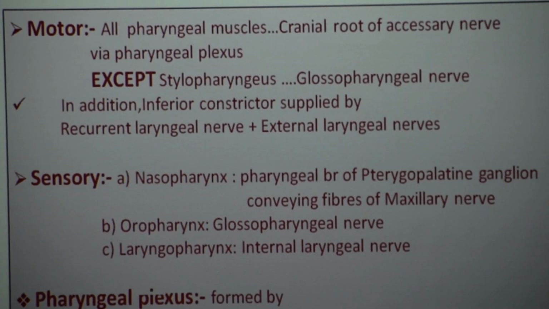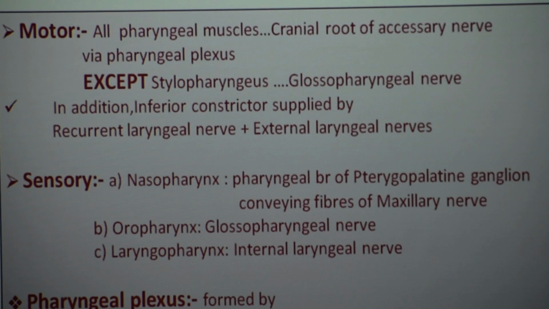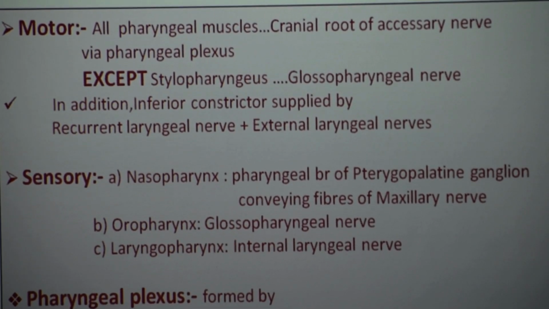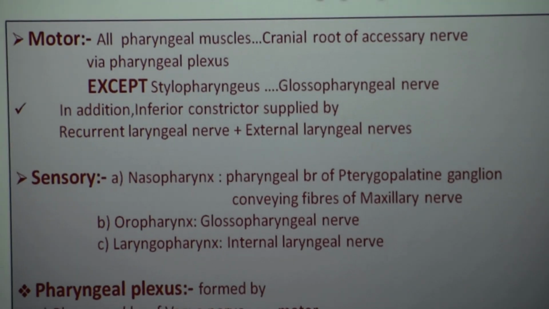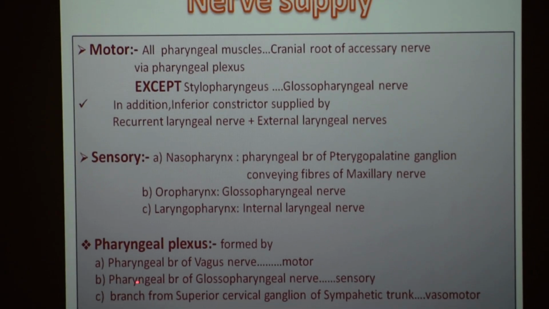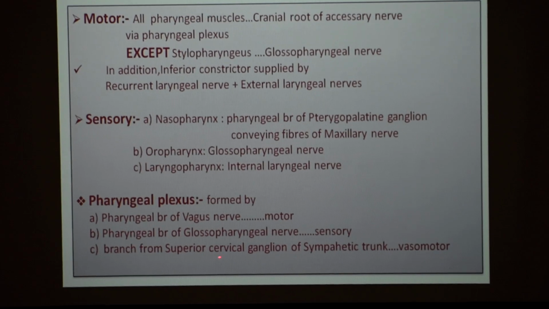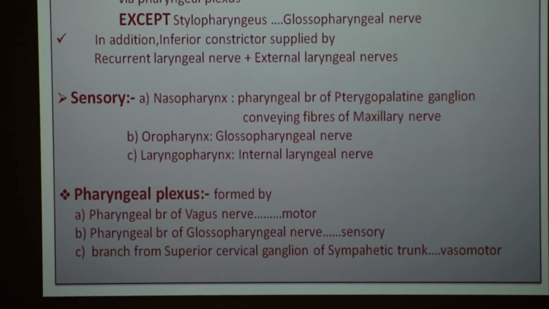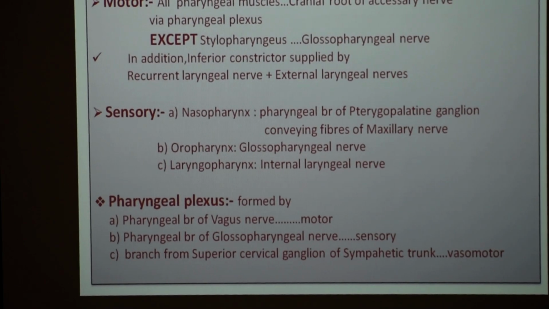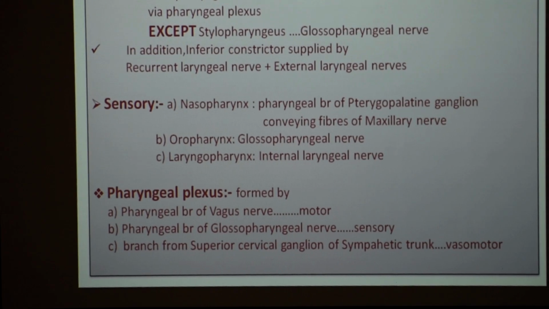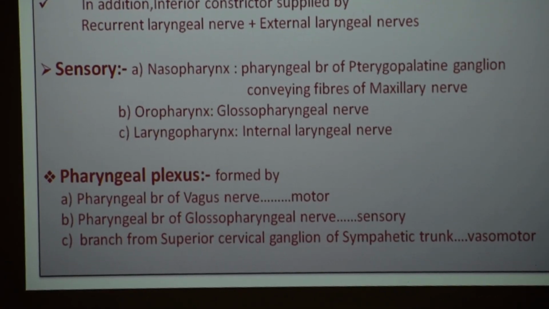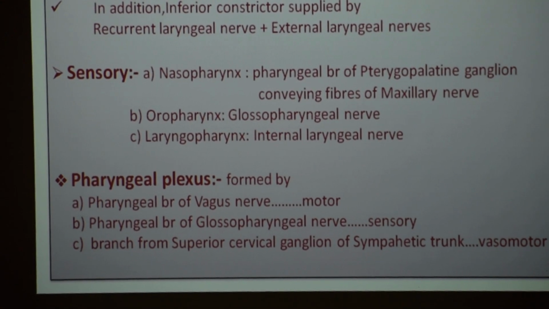Now what is the pharyngeal plexus? It is formed by the pharyngeal branch of the vagus nerve, that is motor in function, the pharyngeal branch of the glossopharyngeal nerve, that is sensory in function, and one branch coming from the superior cervical ganglion of the sympathetic trunk, that is vasomotor in function. So this pharyngeal plexus is present on the middle constrictor muscle of the pharynx. So this is about the blood supply and nerve supply of the pharynx.